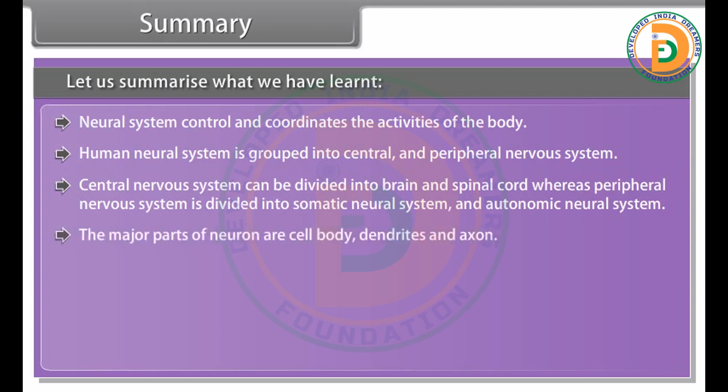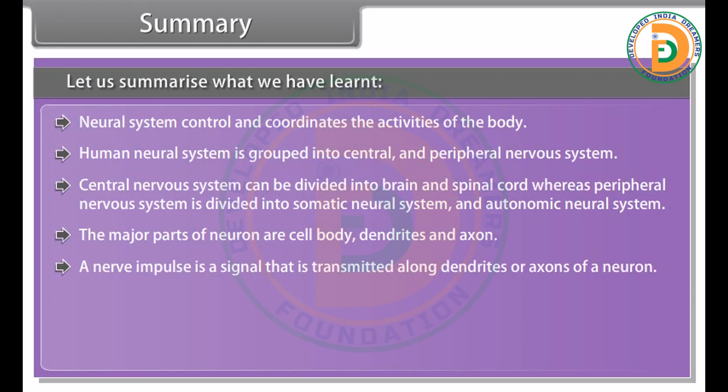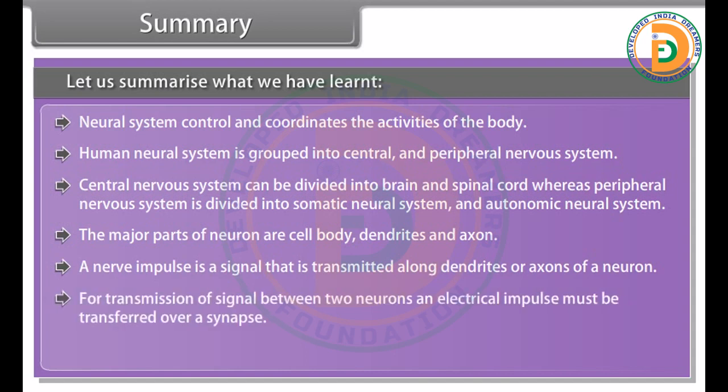The major parts of neurons are cell body, dendrites and axon. A nerve impulse is a signal that is transmitted along dendrites or axons of a neuron. For transmission of signals between two neurons, an electrical impulse must be transferred over a synapse.